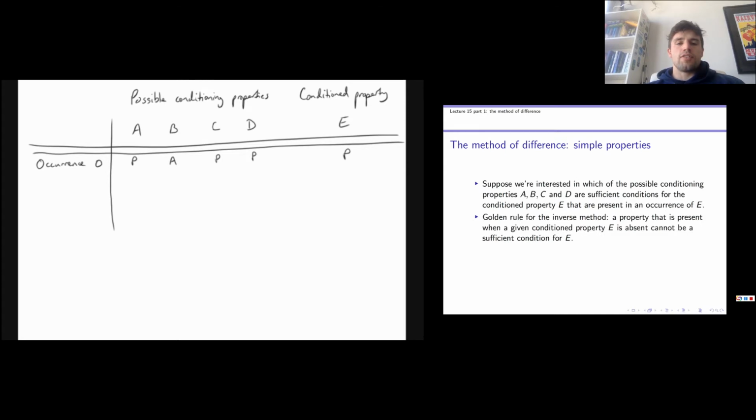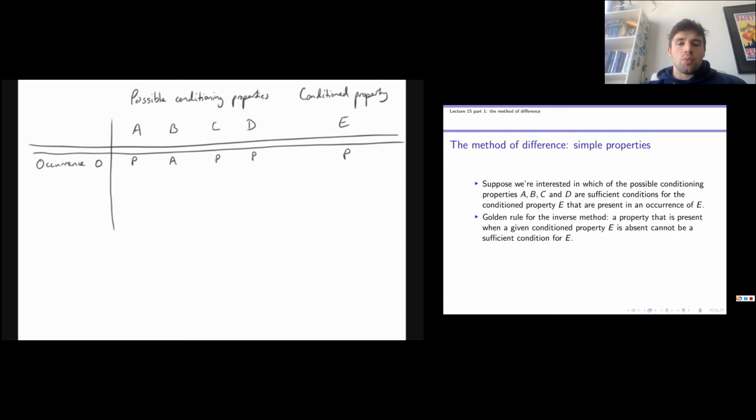Now, if we're testing for sufficient conditions that are present in an occurrence of E, we can't actually eliminate anything yet. We said that when we test for sufficient conditions, the conditioned property has to be absent, because only then will the golden rule that you can see on the screen, that a property P cannot be a sufficient condition for a property Q if P is present while Q is absent, tell us anything. So if we apply that rule to occurrence 0, we conclude that any of A, B, C, and D might be sufficient conditions for E that are present in an occurrence of E.